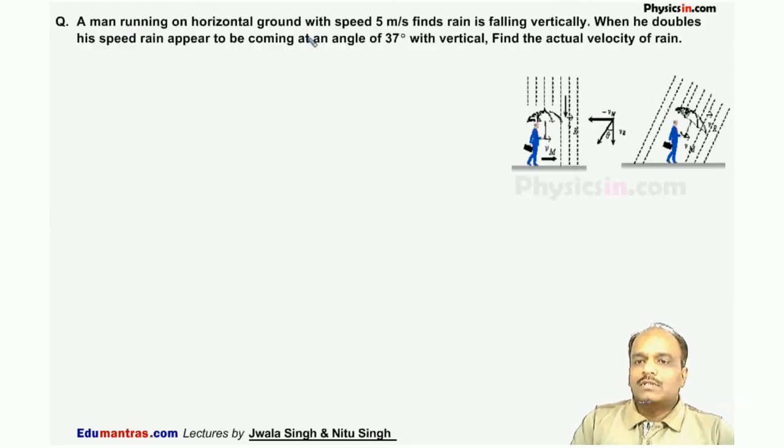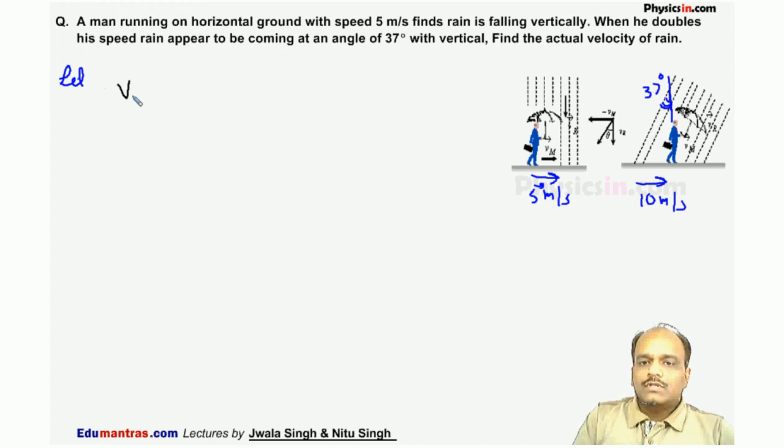A man running on a horizontal ground with a speed of 5 meter per second. This is the man who is running with a speed of 5 meter per second. He finds the rain is falling vertically. When he doubles his speed, in this case if the velocity of the man is 10 meter per second, he says the rain is coming at an angle of 37 degree with the vertical. So this angle is 37 degree with the vertical. This is the vertical line.